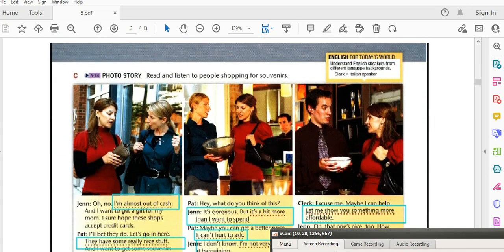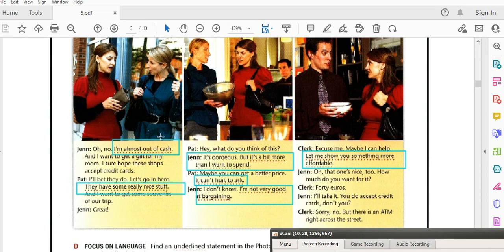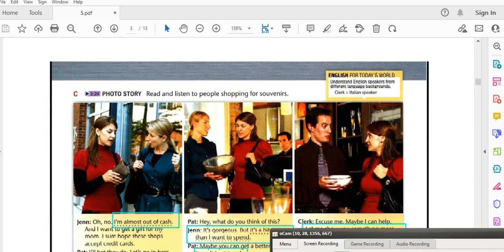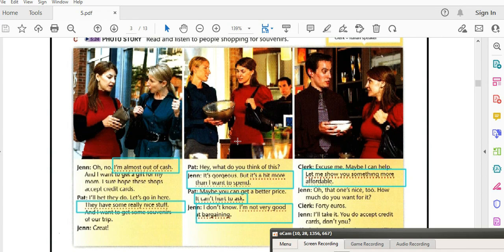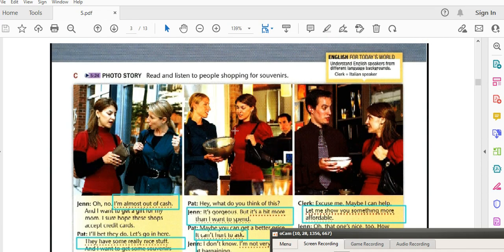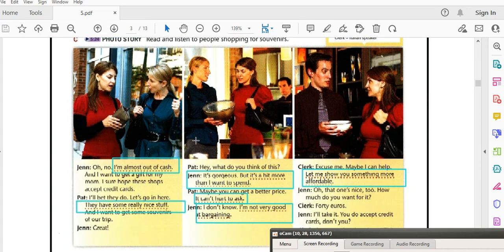Let's go to the dialogue. There is a dialogue. People are talking about shopping, buying souvenirs. Souvenir means a gift. And when you go to another city or another country, you buy gifts for your dearest. Let's listen. Then we are going to read it and send it to me. Page 111. Exercise C. Photo story. Read and listen to people shopping for souvenirs.